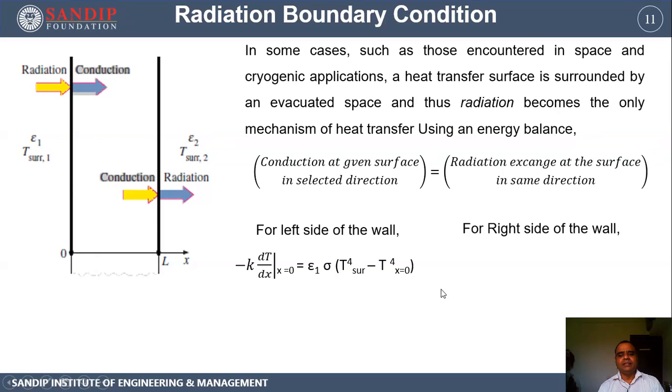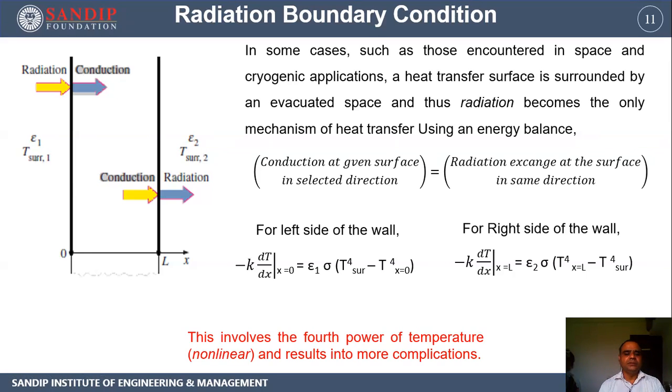For the right hand side, in the same way we can write the equation. The only thing is that here T surrounding is higher, that's why it is taken first. Here the T surrounding is lower, so it is taken as the second temperature. The same convention which was used for the convective boundary condition is equally applicable to the radiation boundary condition.